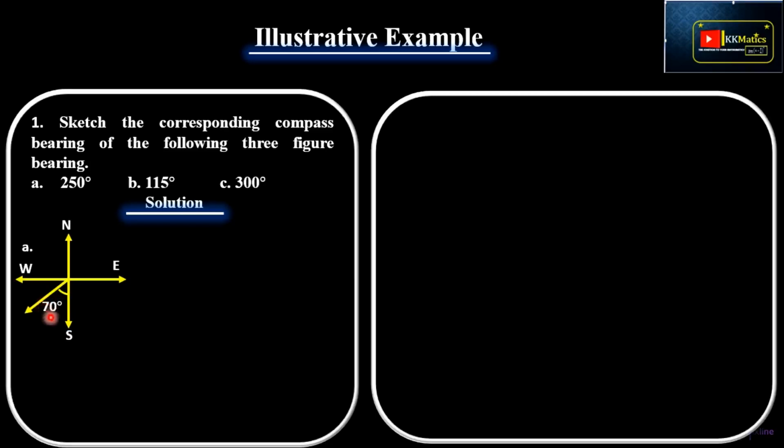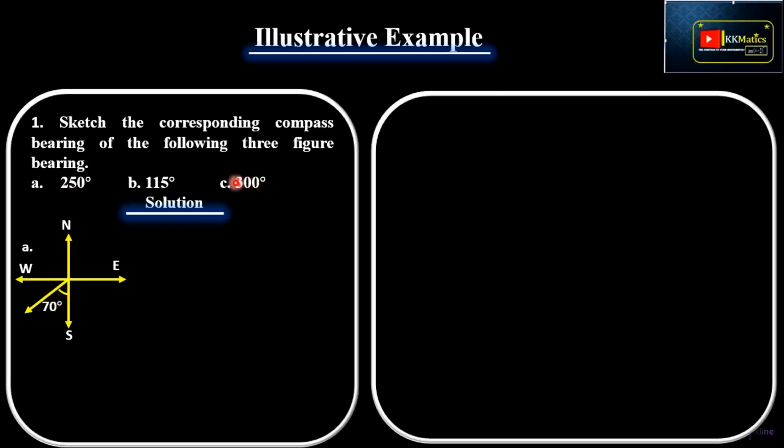For us to determine the angle here, 250 degrees is greater than 180. The corresponding aspect of that to the three figure bearing: south is 180 degrees, and that is less than 250 degrees. So the lesser one is subtracted from the angle that we want to find, which is 250 degrees. Subtracting 180 degrees from 250 degrees gives us 70 degrees, and that's what we have here.